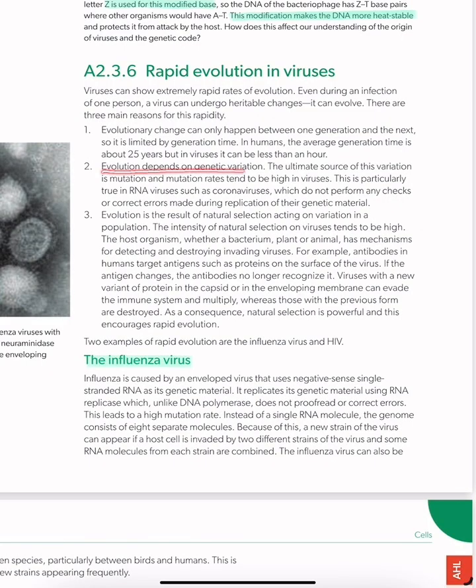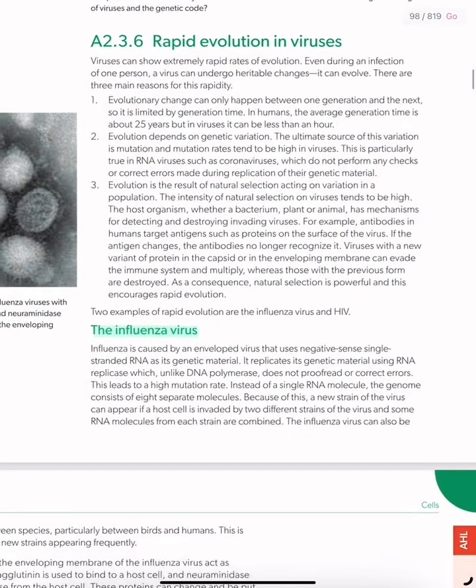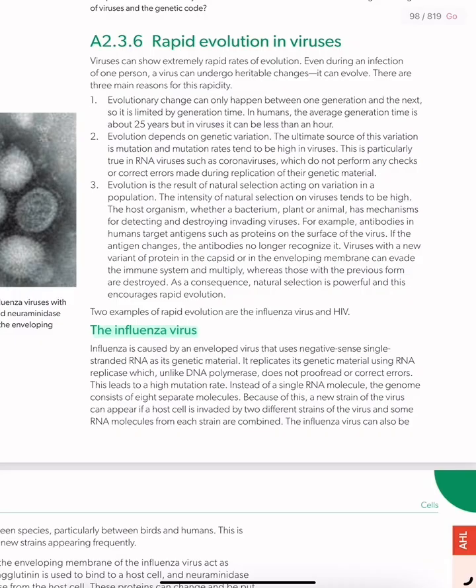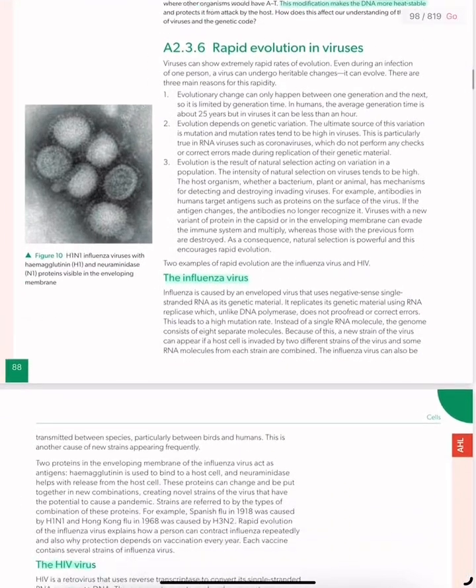Additionally, evolution depends on genetic variation. So the ultimate source of this variation is mutations, and the mutation rates tend to be high in viruses. This is particularly true in RNA viruses, such as coronaviruses, which do not perform any checks or correct errors made during replication of their genetic material. Then we have the 3rd reason, which is evolution being the result of natural selection acting on variation in a population. So the intensity of natural selection on viruses is high, and because of that, they tend to evolve more rapidly.